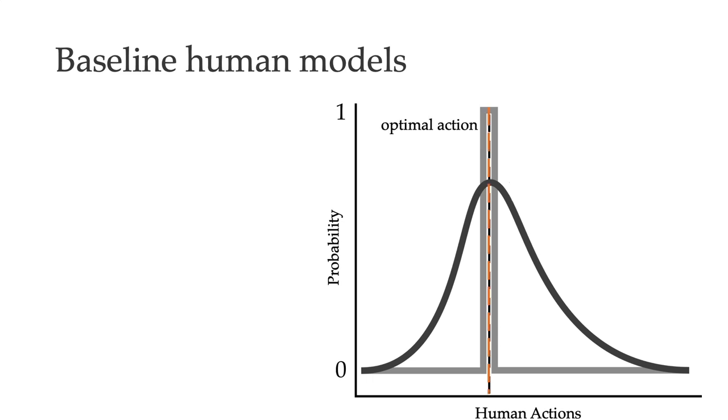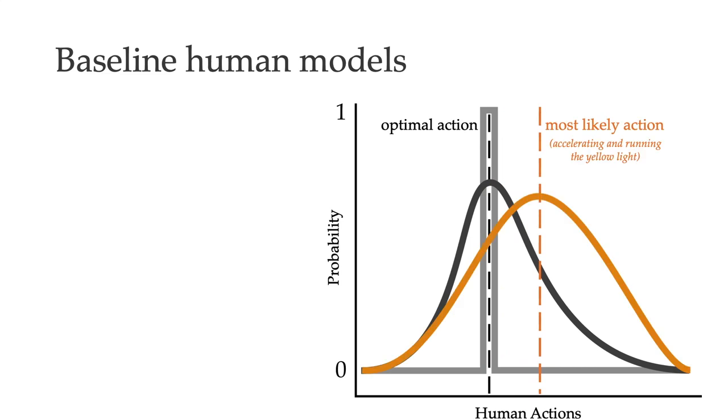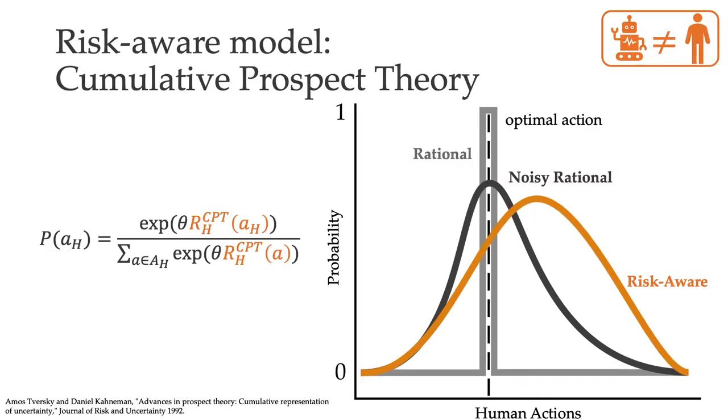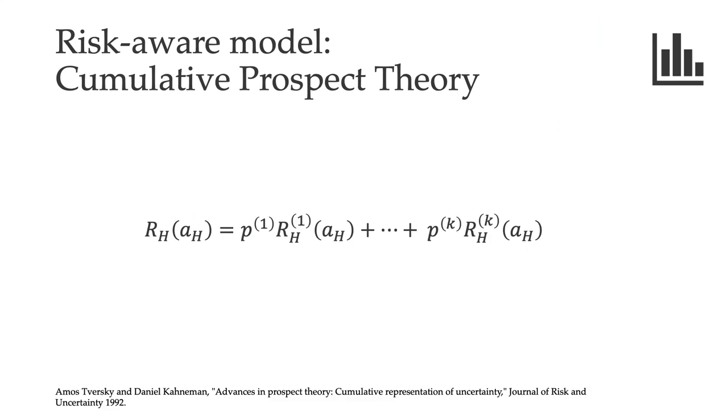For instance, going back to our driving example, what if some other action that is not optimal is actually the most likely, like choosing to run a yellow light? We propose using a model that captures the suboptimal behavior as shown by the orange curve. Specifically, we use cumulative prospect theory, or CPT, which has been widely used in behavioral economics. Remember how this is the expression for expected reward?